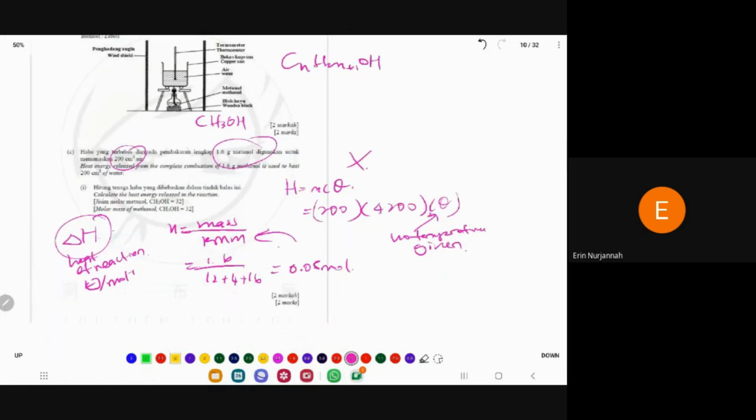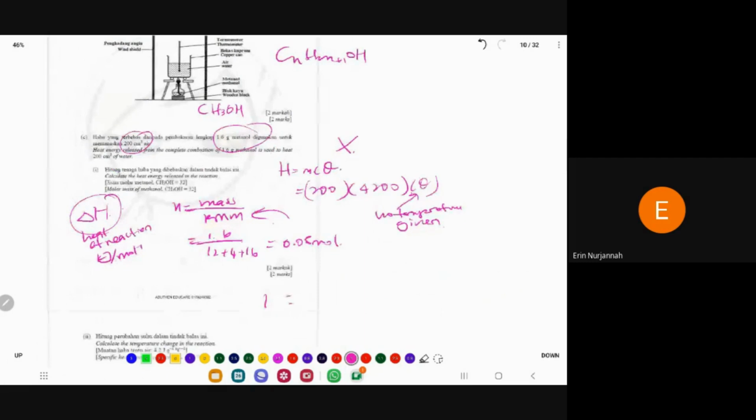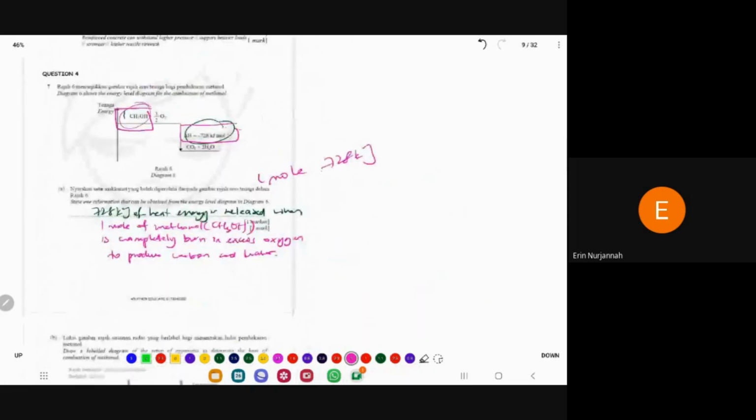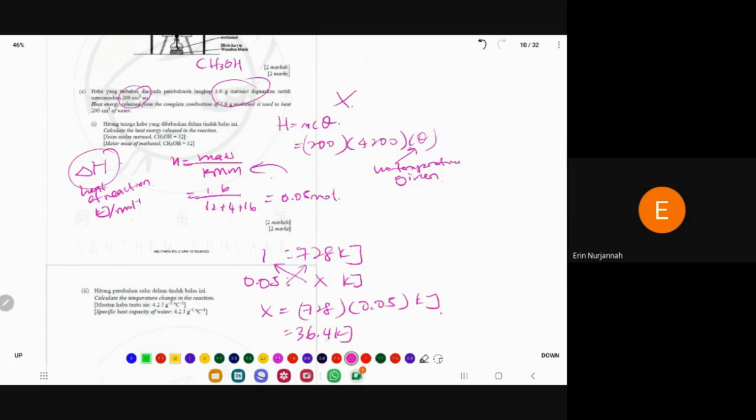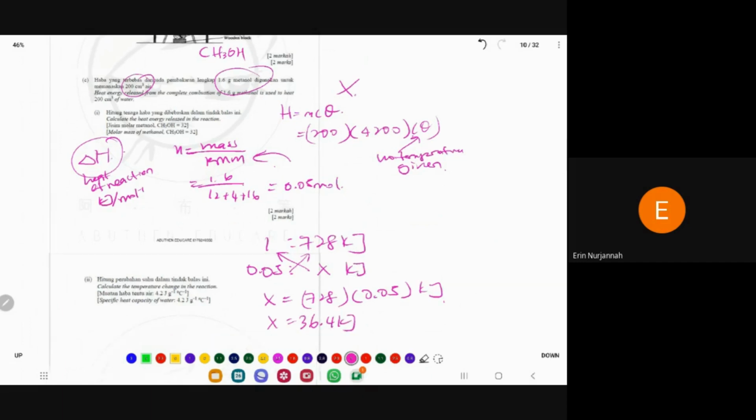Okay, and then you can use ratio to do. 1 mole of methanol produces how much? 728 kilojoules. 0.05 mole produces, I don't know, so kilojoules. You cross multiply, solve this ratio, you should get your answer. How much? You got 36.4 kilojoules. Correct? Okay, now they want to find the temperature change.